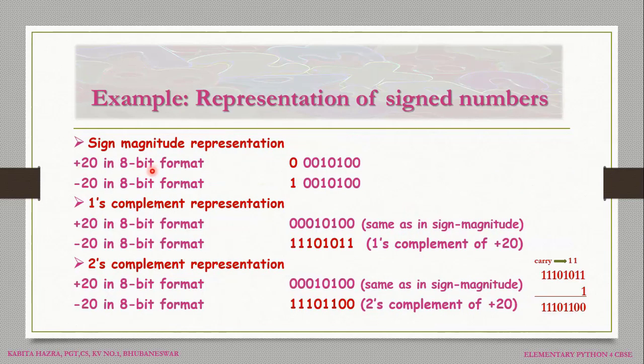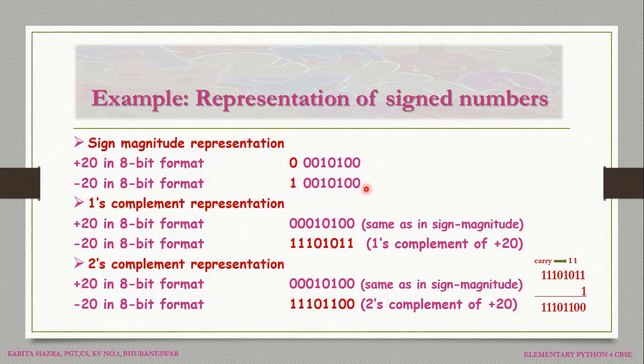Plus 20 can be represented in 8-bit format as 00010100. 10100 is the binary equivalent for decimal 20. In 8-bit representation, we can add leading zeros. The leftmost bit is 0, which indicates that this is plus 20. In place of 0, if you put 1, then this will represent minus 20.